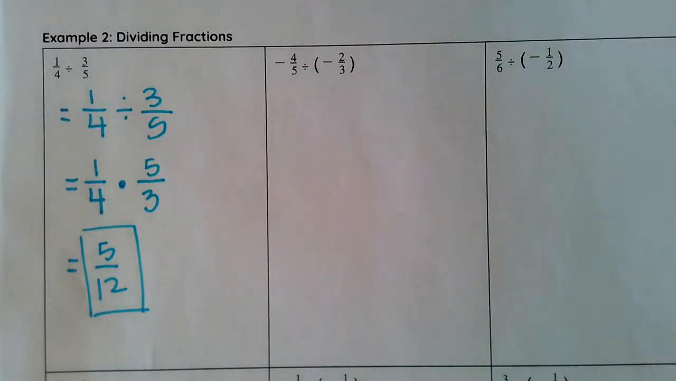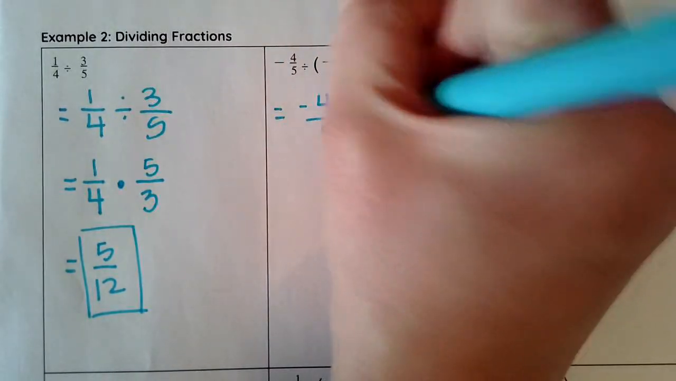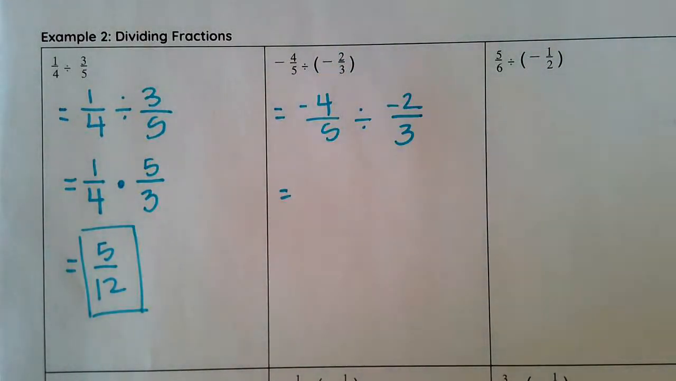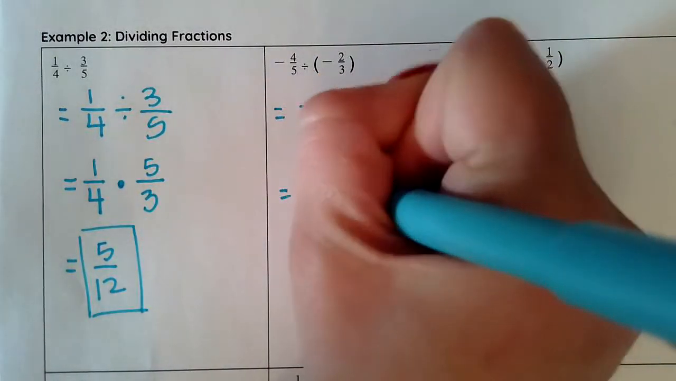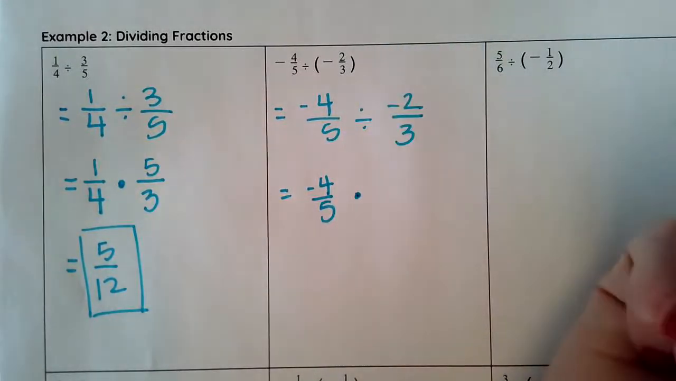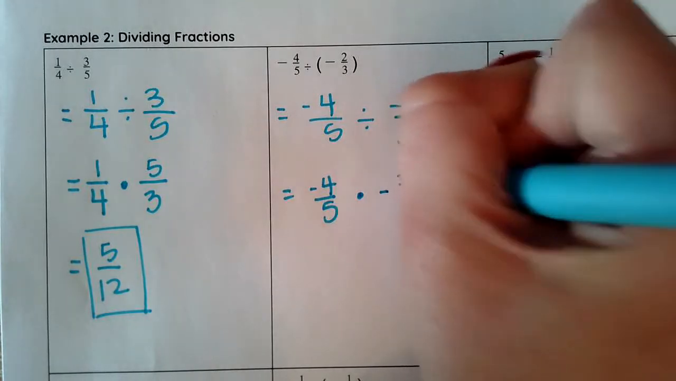We know from our integer rules that when I divide two negatives, that will get me a positive quotient. So let's see here. We've got -4/5 divided by -2/3. We remember that we multiply by the reciprocal, so my first fraction stays the same. My division changes to multiplication, and my second fraction flips.